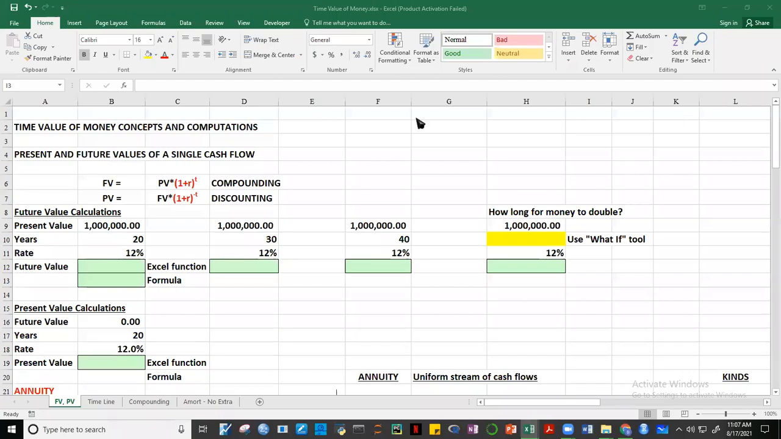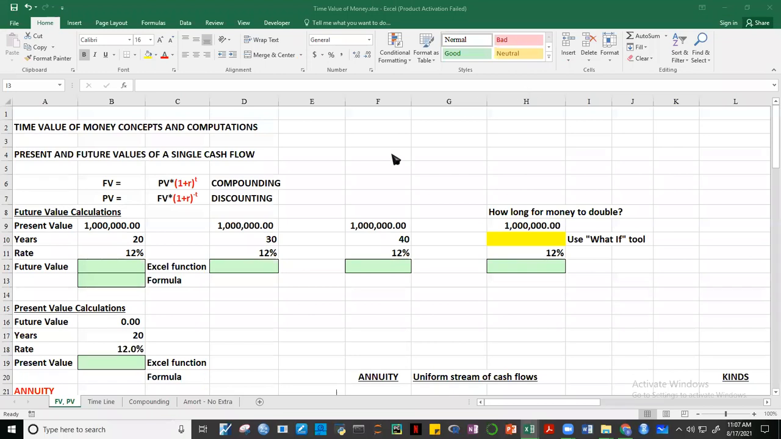Okay, so today, guys, we're going to do time value of money, and we're going to use Excel as our tool in order to compute time value of money problems. It's easy to use Excel kasi may mga functions na dito on time value of money. So we get the future value, present value, etc.